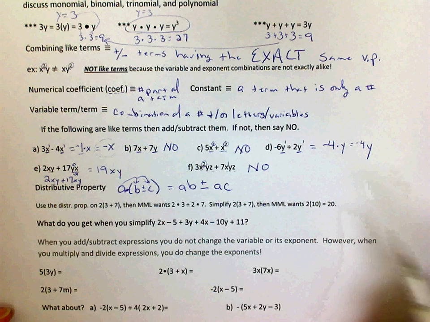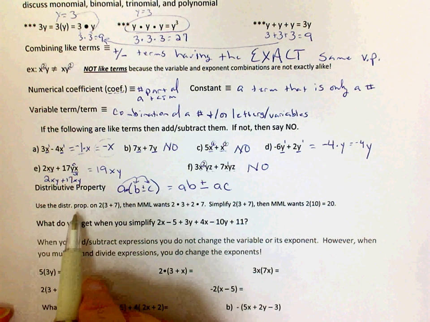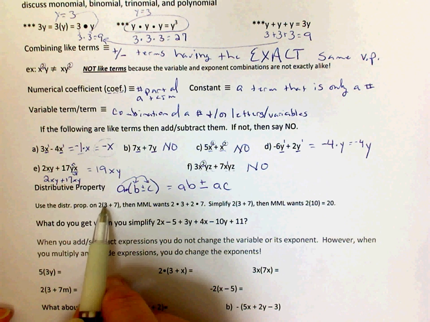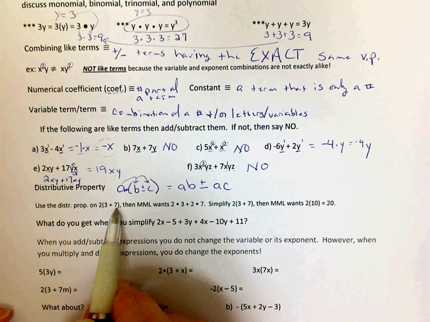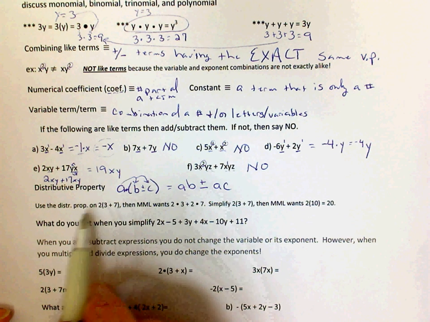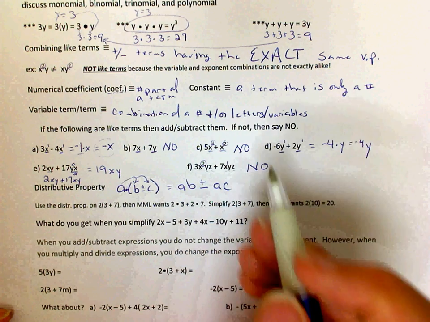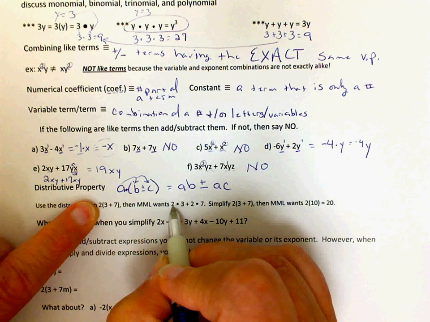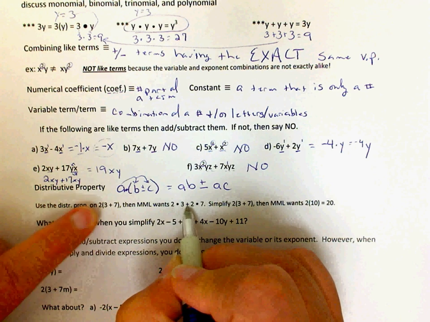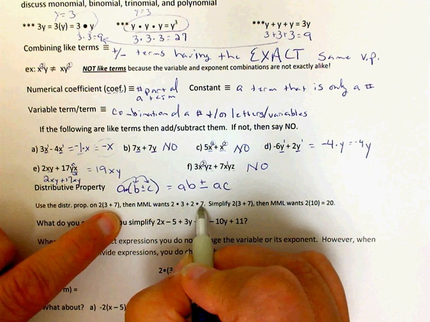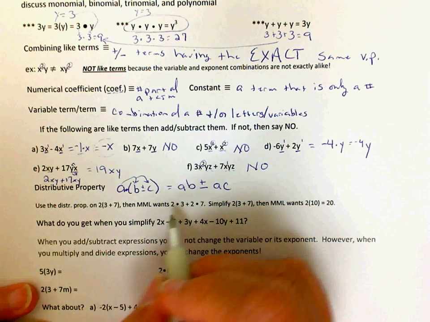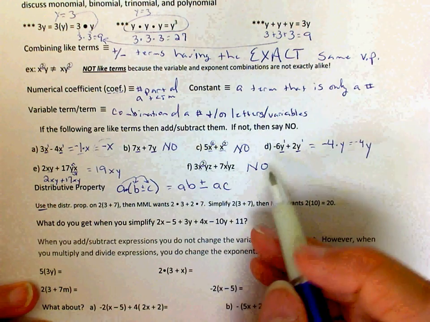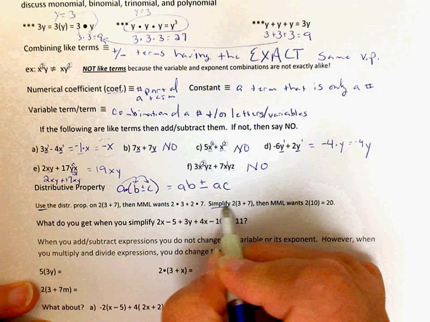Now, use the distributive property on 2(3 + 7). If it asks you to do this, MyMathLab wants you to just say 2 times 3 plus 2 times 7. So there's a big difference between "use the distributive property" and just "simplify."